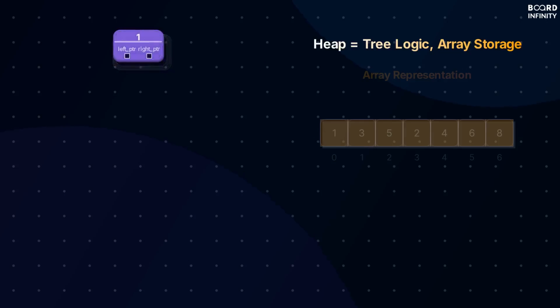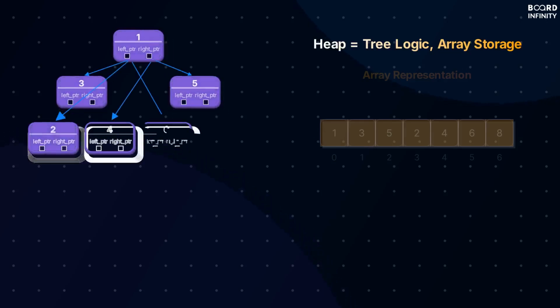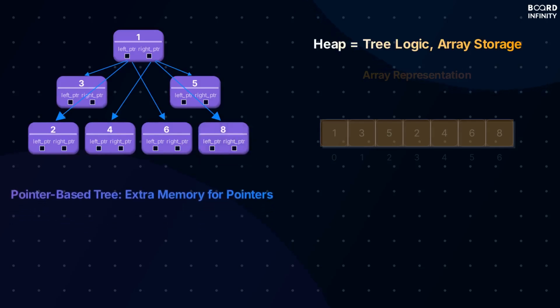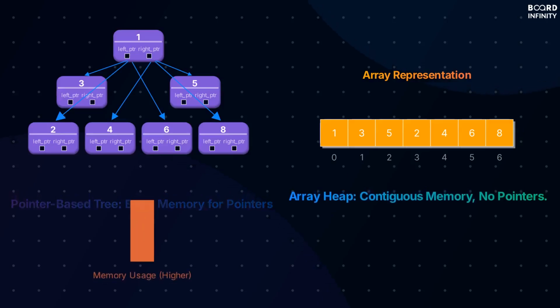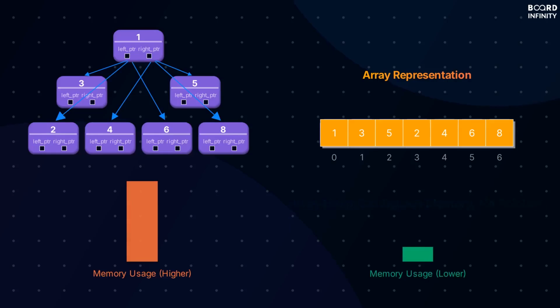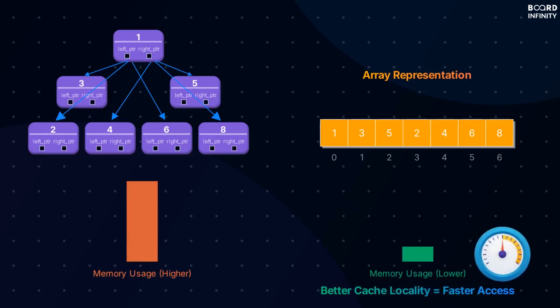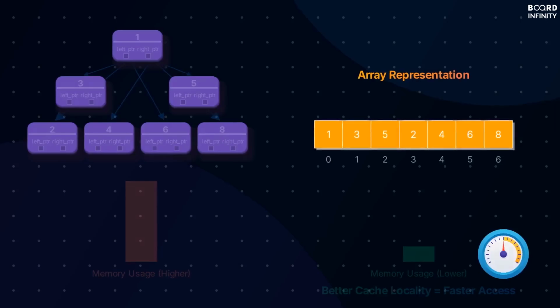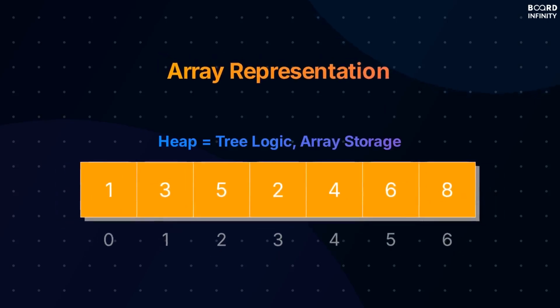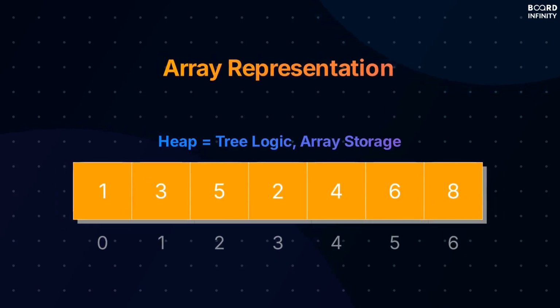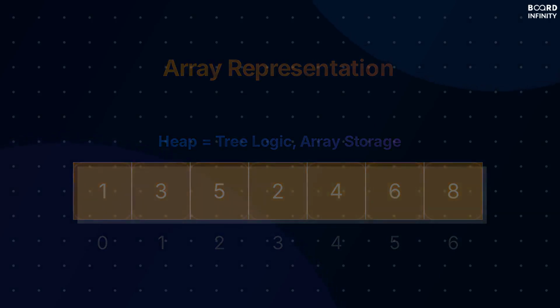When we compare this array-based heap to a traditional pointer-based tree, the advantages become clear. The array heap uses contiguous memory, which not only saves space by avoiding pointer overhead, but also significantly improves cache locality. This means related data is stored close together, leading to much faster access and processing speeds. This unified, efficient array representation is why heaps are so powerful for tasks like priority queues and sorting algorithms, offering optimal performance through intelligent memory management.